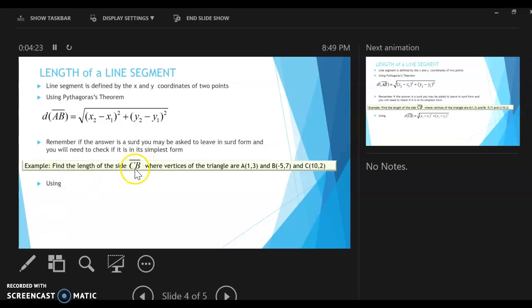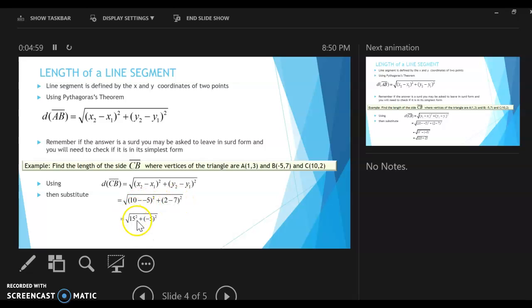Find the length of the side. So here we are identifying CB, where the vertices of a triangle. So there are the three points that define the triangle, and we want the length between B and C. So using Pythagoras' theorem, substituting, make sure that we have the x values, that's the -5 and the 10 in this section here, and the y values are 7 and 2. Don't use the 3 or the 1, 7 and 2. And remember, it's the difference of.